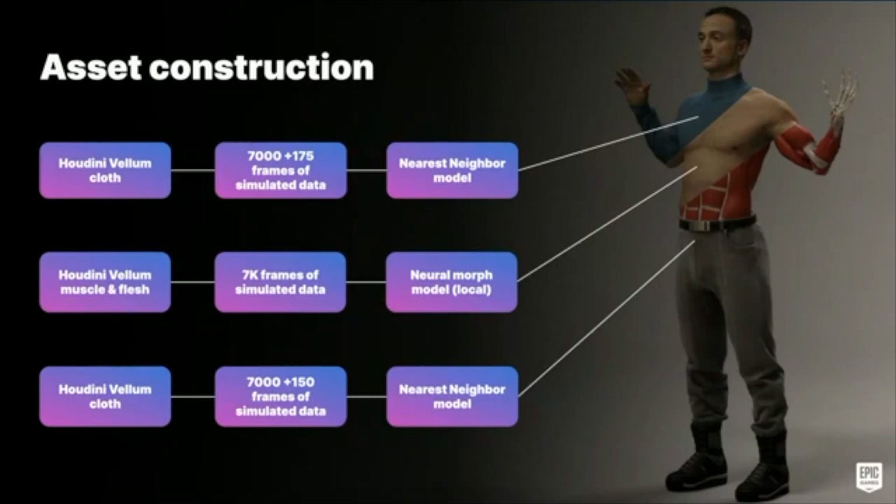So the total vert count for our character is around 315,000 verts, so it's fairly high res. Joint count is pretty lightweight. We have 91 bones, and this does include the fingers.